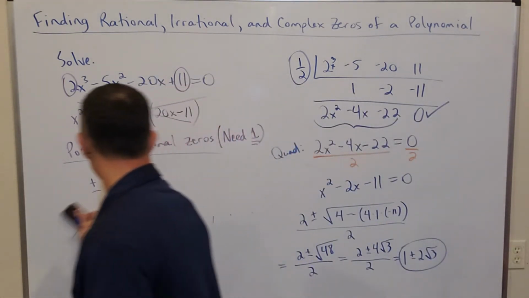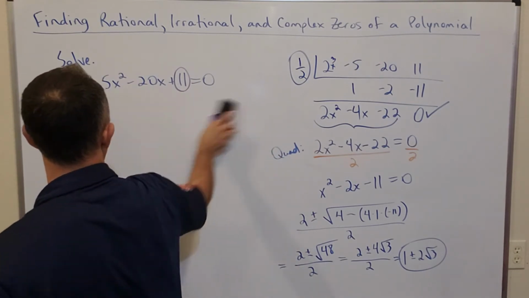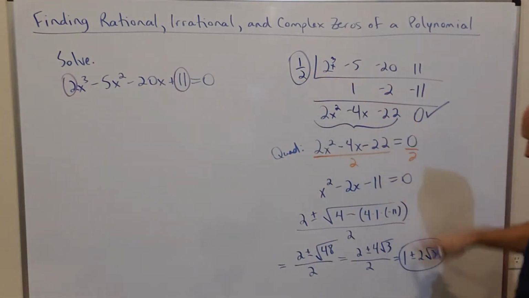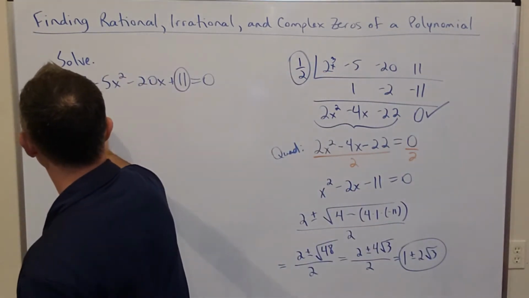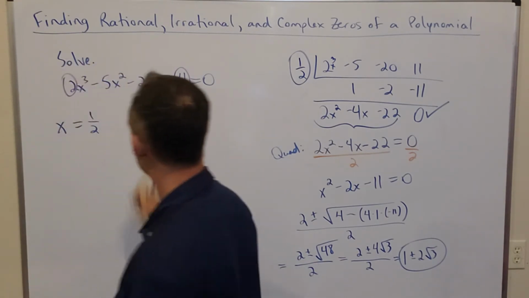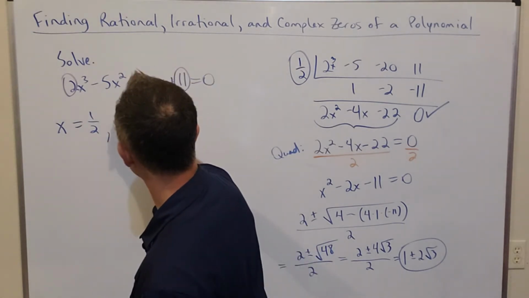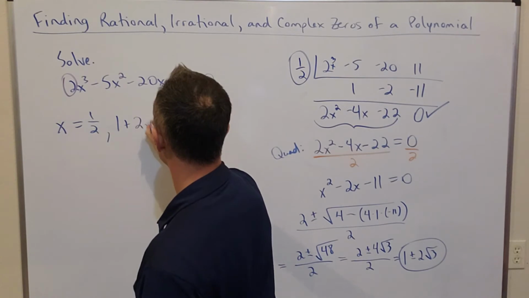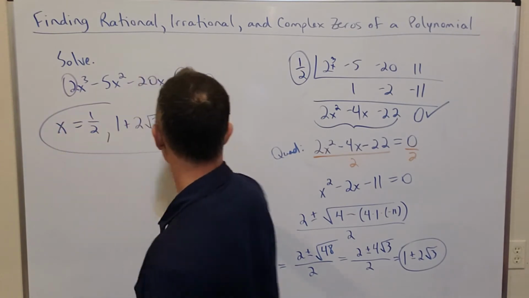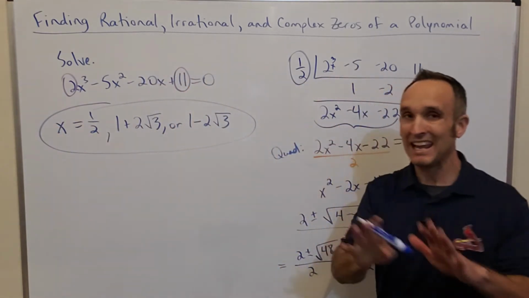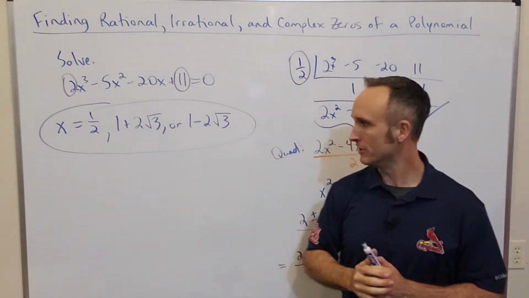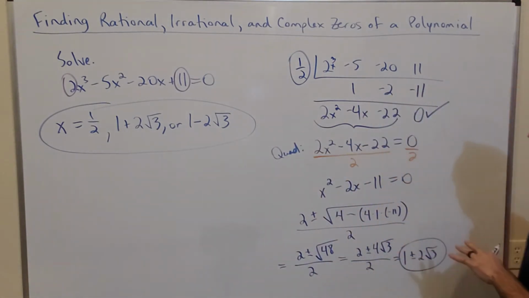So let's come over here and write our final answer. If I want to solve this equation, I get 3 solutions. So x could be 1/2. That's okay. X could be 1/2. It could be 1 plus 2 times the square root of 3, or it could be 1 minus 2 times the square root of 3. There are 3 possible solutions to this equation, and in fact, those 3 x values are the 3 zeros of the original polynomial. Okay? So very good example here.